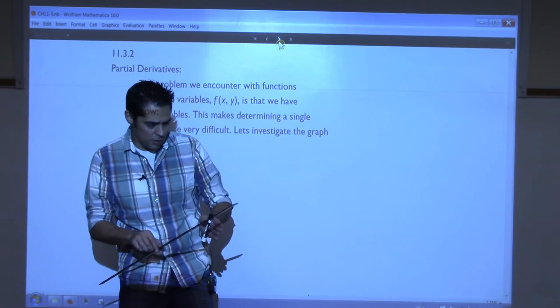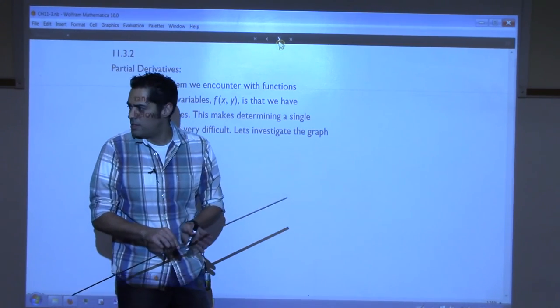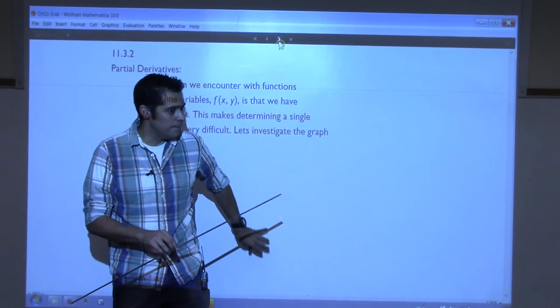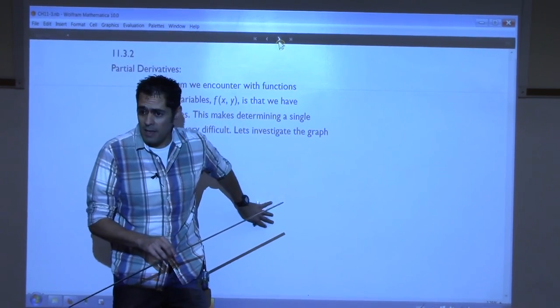Which way should I point? Should I point over there? Should I point over here? Which way should I point? What seems natural to you? Follow one of the axes. Okay, so follow one of the axes.